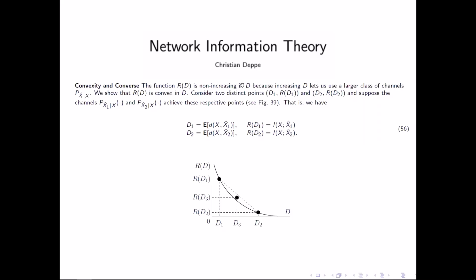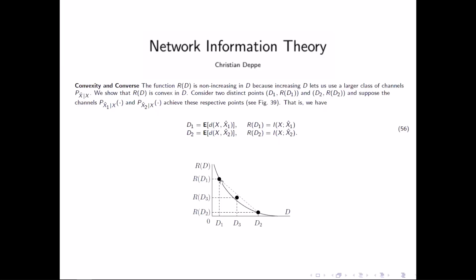But to show this, we first want to show that our function we got by the direct proof, we defined it to be R of D, is convex. What does it mean that it is convex? So that means we take two distinct points, D1 and R of D1, D2 and R of D2, and suppose that this channel achieves the points.